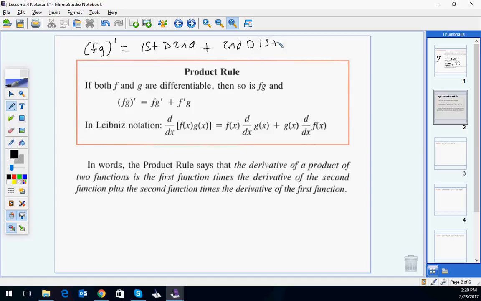When we do the quotient rule, it's going to be high d low plus low d high, all over low squared. You're going to say these. It's going to be crazy.